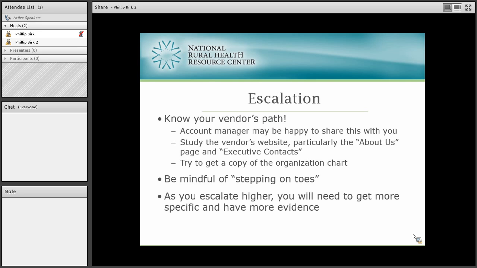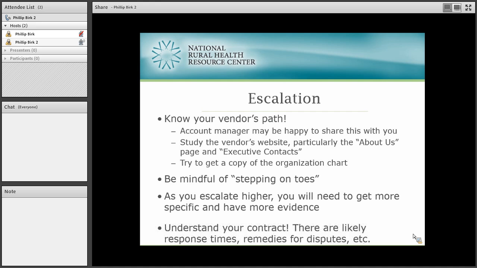The key here, one of the keys of this, is you don't want to bypass people in this kind of chain of command. If support isn't doing what you think they should, don't go right to your account manager. Talk to the support manager. You may misunderstand what's going on in support.